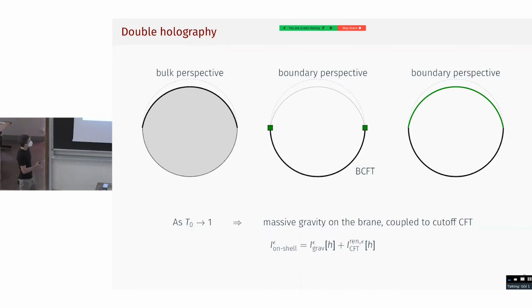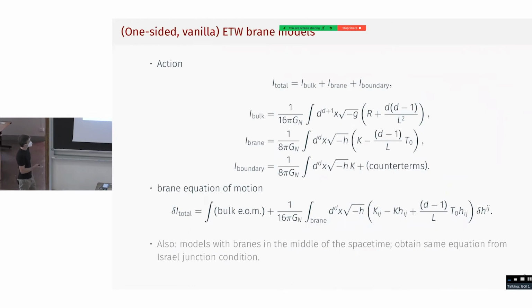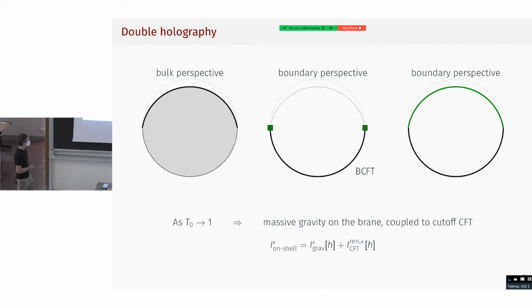Now, the tension parameter here can be tuned, and if we tune it to a critical value, which in my normalization is 1, we're pushing this brane all the way up to the boundary. So it really looks like an IR cutoff from the bulk point of view, or a UV cutoff from the boundary point of view, if we had a CFT up here.